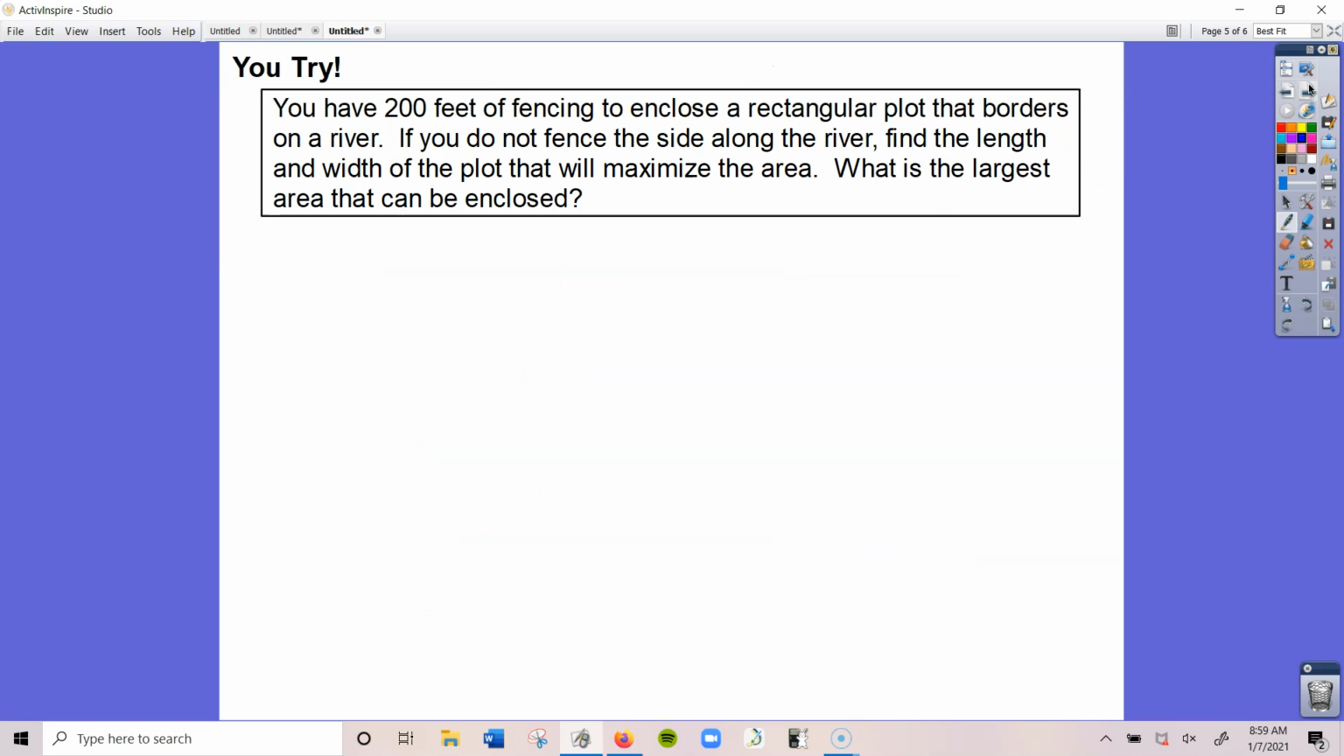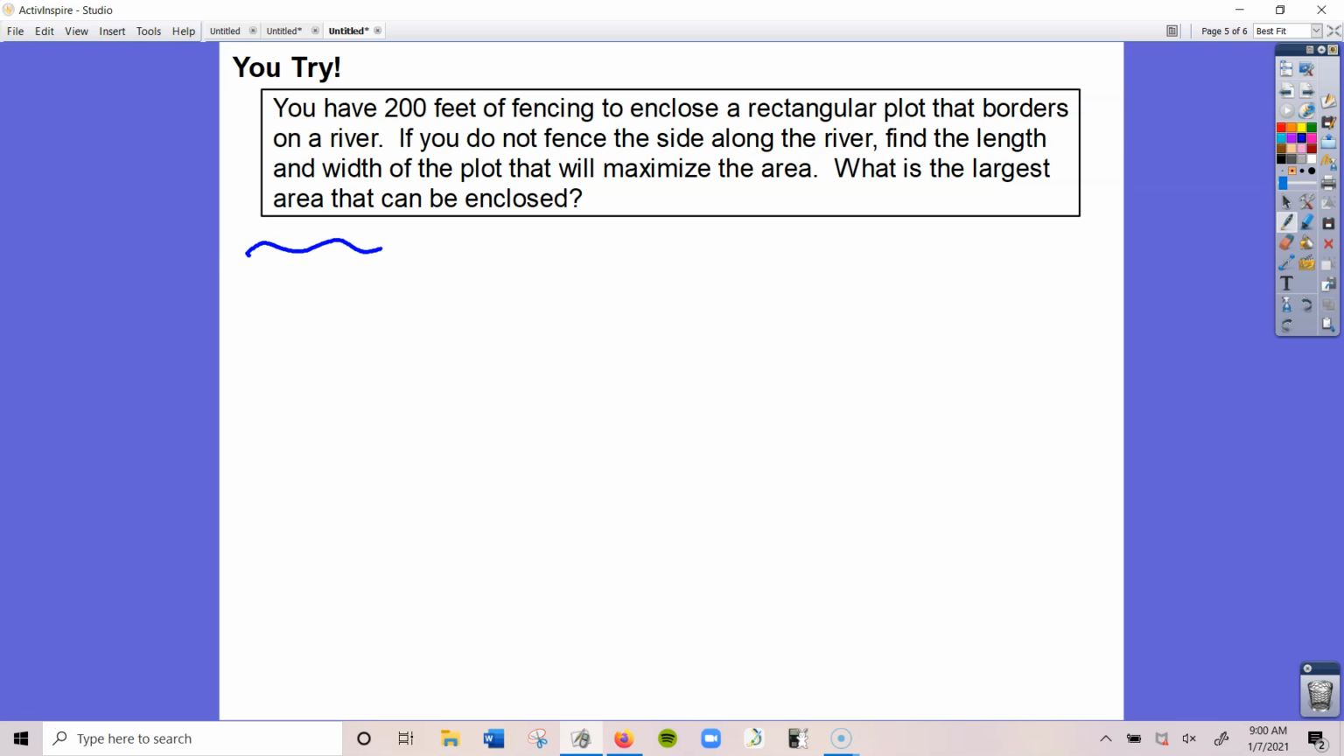Let's try another one. You have 200 feet of fencing to enclose a rectangular plot that borders on a river. If you do not fence the side along the river, find the length and width of the plot that will maximize the area and what is the largest area that can be enclosed. So let's draw a picture.